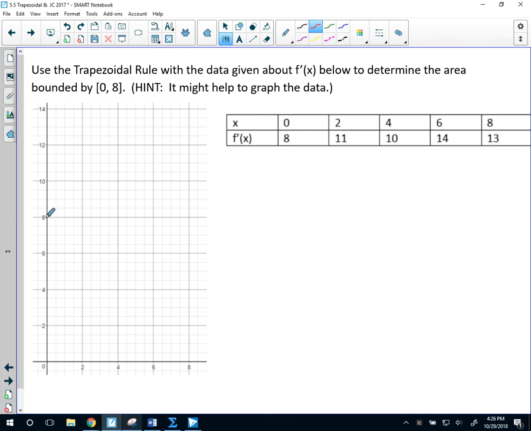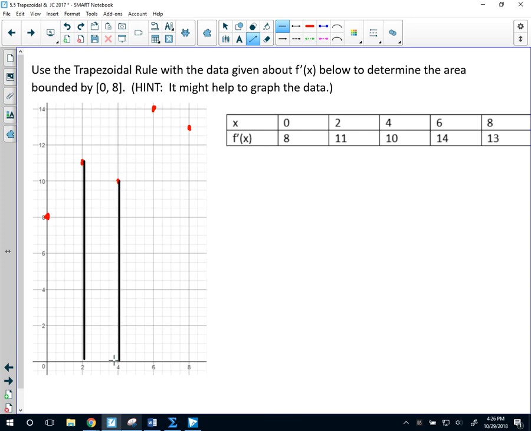So the first point is at 0, 8. Then I'm at 2, 11. 4, 10 goes back down. 6 all the way up to 14. 8 to 13. And it would probably help me to draw some vertical lines so that I can see the bases. So there's a base, this is a base, this is a base, and this is a base. And then I'm going to connect to visualize my trapezoids.